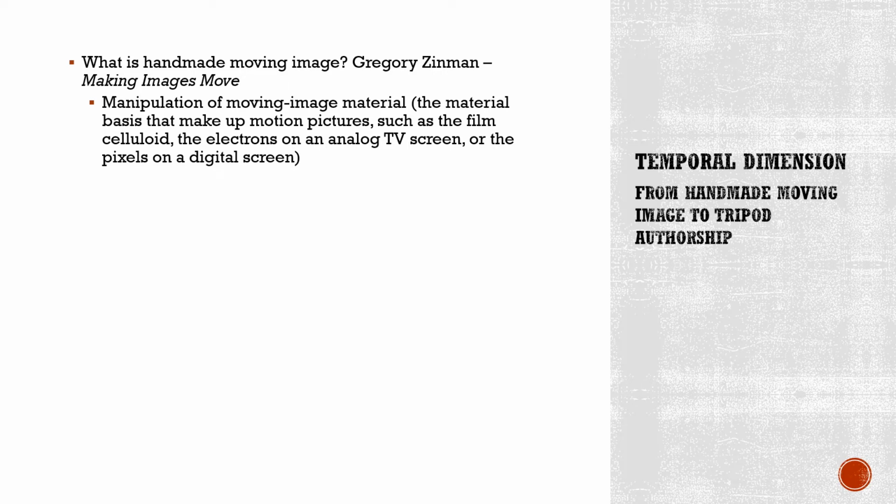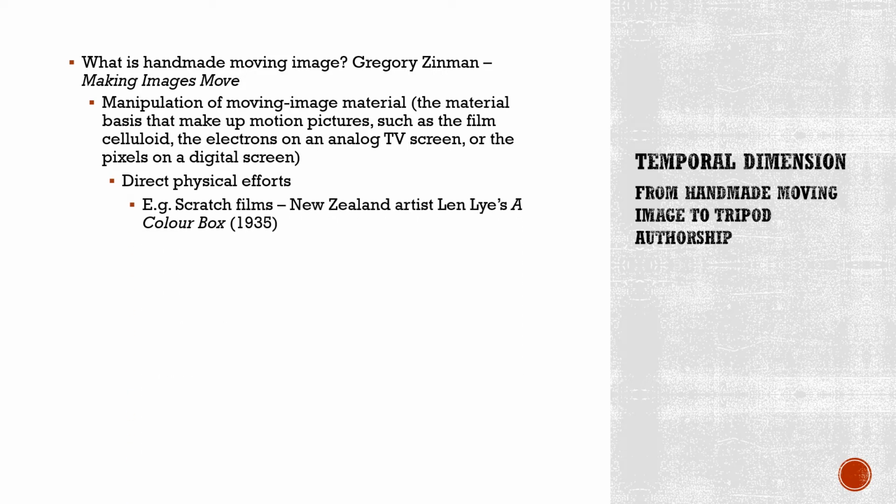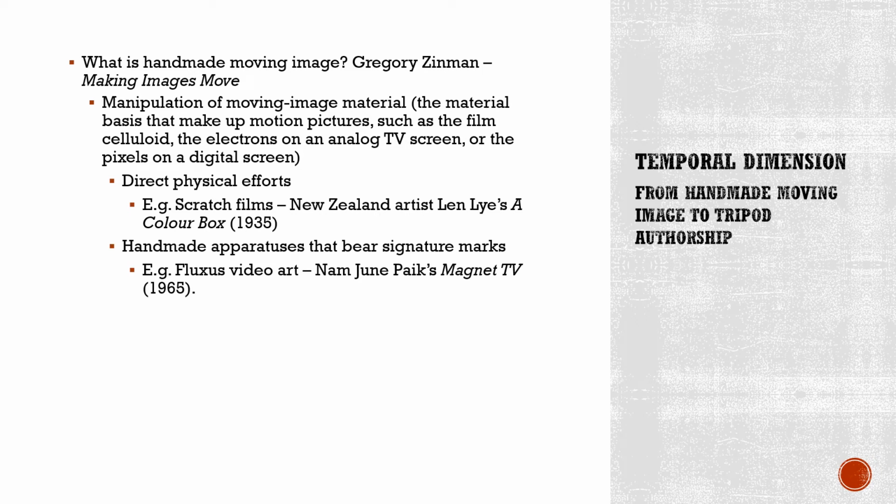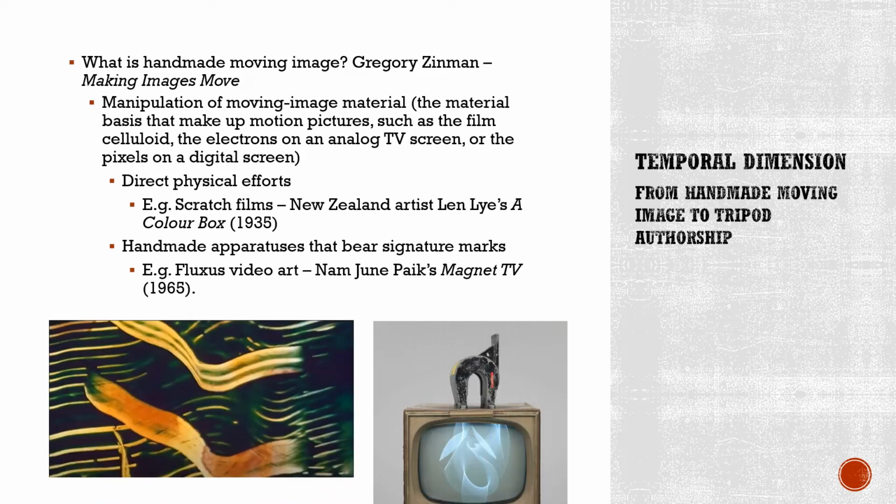The manipulation of these materials follows two broad approaches. First, direct physical efforts. One good example of this approach is the scratch film, which bears the direct physical imprints of their makers drawing and scratching on the film strip, such as New Zealand artist Len Lye's A Colour Box. The second approach is the use of handmade apparatuses which bear the maker's signature marks, such as Fluxus artist Nam June Paik's Magnet TV. This TV magnet assemblage allows the viewers to control electrons on the TV screen with a magnet, and it is the vivid reflection of Paik's personal mark.